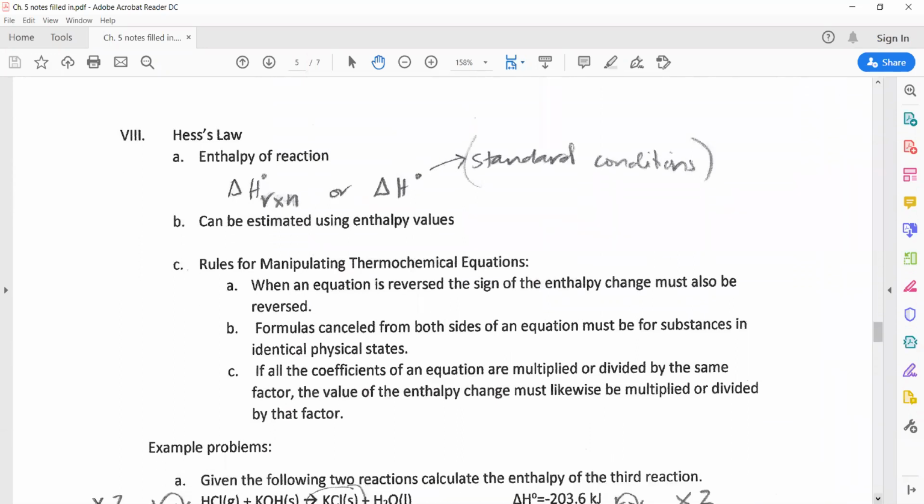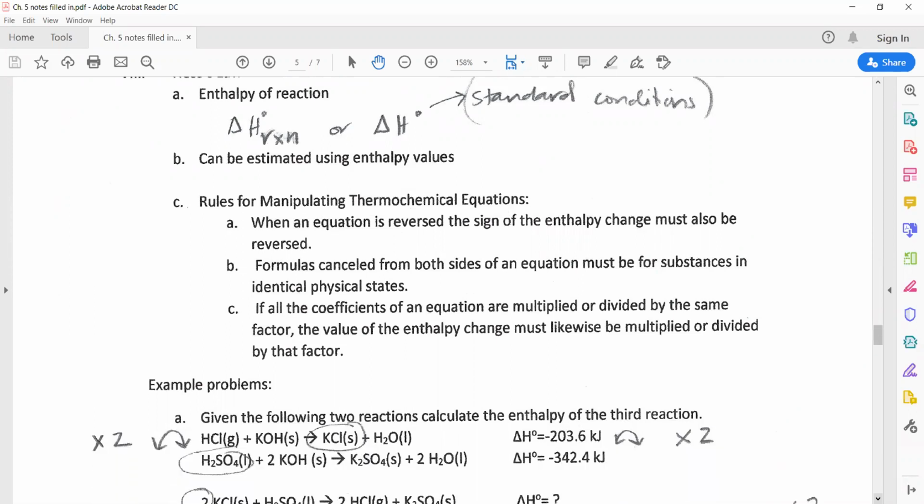The next type is using what's called Hess's law. So Hess's law will help us find the delta H of reaction. Remember, the degree symbol still means standard temperature and pressure, which is usually 0 degrees Celsius, 1 atmosphere pressure. And it can help us estimate and figure out the enthalpy of a reaction.